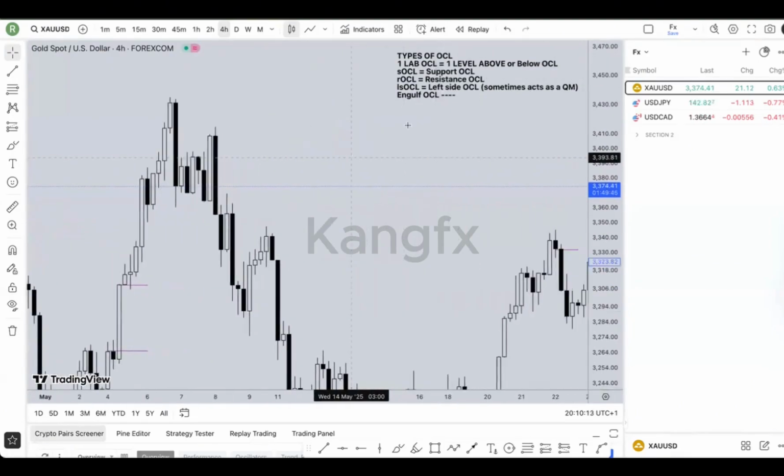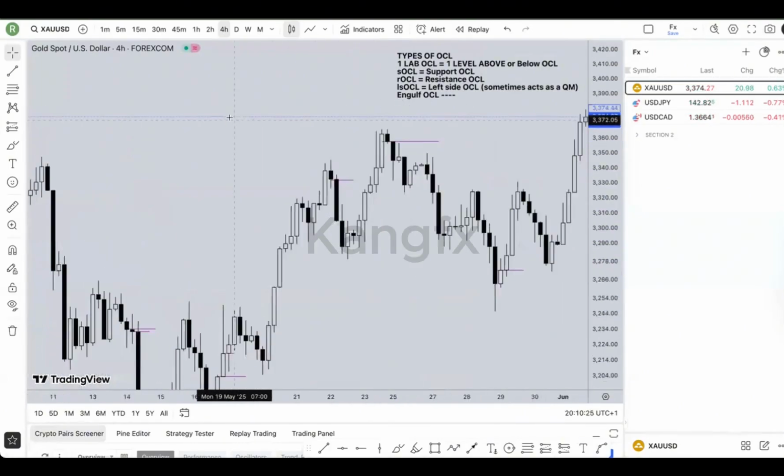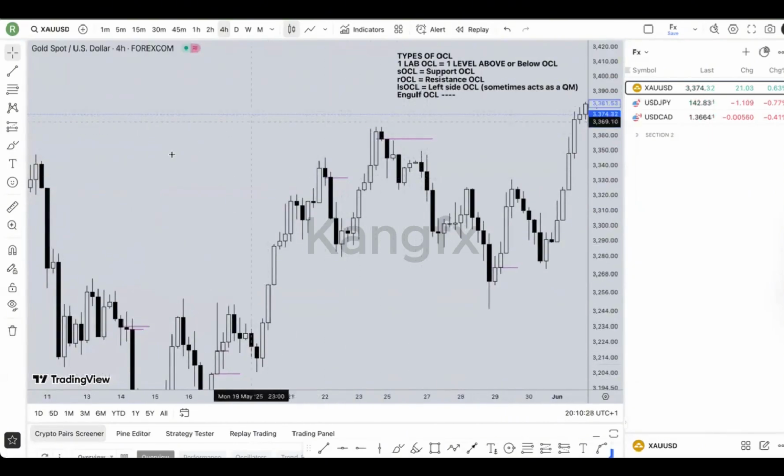Now let's go into LS OCL, which means left side OCL. These are OCL that act as QM sometimes. They are not QM, so don't mistake it. QM is very powerful, so this one is not a QM. I have the video of this one on my TikTok page, but I'll still explain it here.